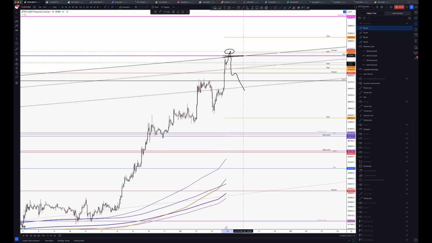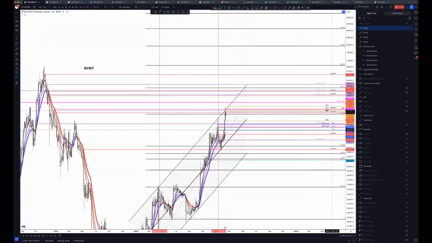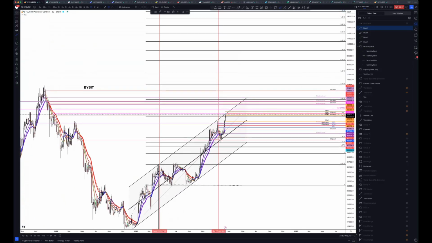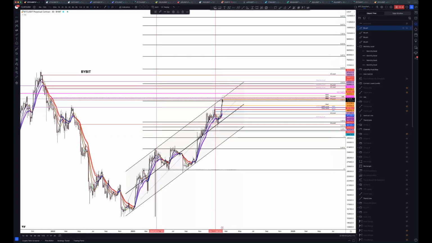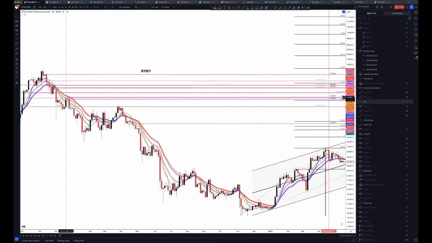This is the channel on the bigger picture. So if we were to go to the daily, you can see the relevance of that. So we are at the real critical level right here. So we've got slightly higher liquidity level. So if we look at this chart, you can see these levels. Anything above this is liquidity, right?